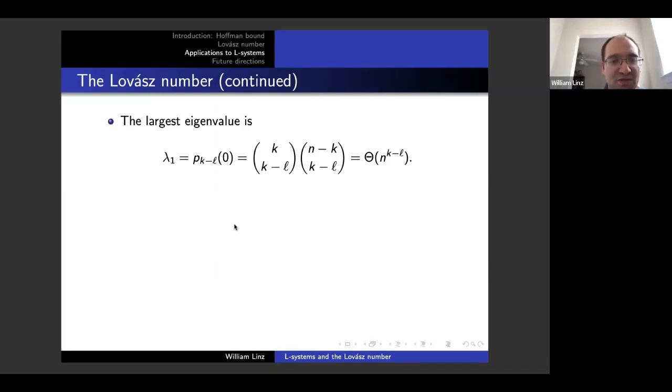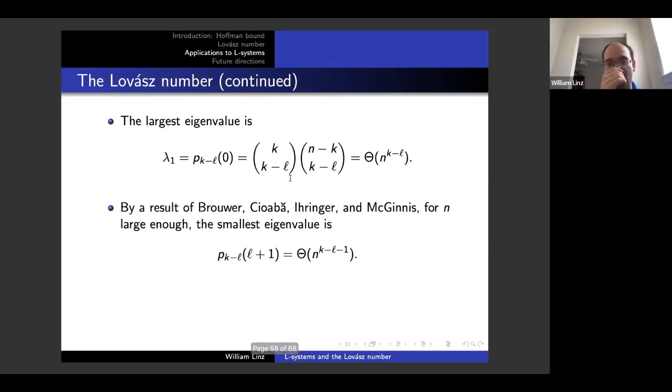Okay, so the largest eigenvalue is going to be when j is 0 in the previous expression. So it'll be this quantity. And then if we're assuming k and l are fixed and n is going to infinity, then this is going to be something of the order n to the k minus l, times some constants that are not important. What about the smallest eigenvalue? Well, there's a recent result of Brown, Schalba, Ehringer, and McGinnis, which shows that for n large enough, the smallest eigenvalue is going to be obtained when j is l+1, and then you can compute that's going to be of the order of n to the k minus l minus 1, again, as n is getting large.